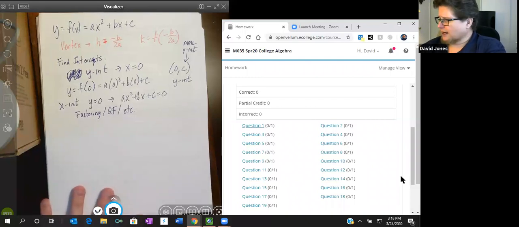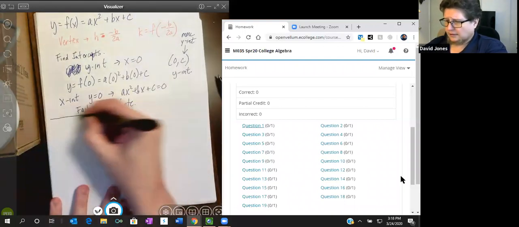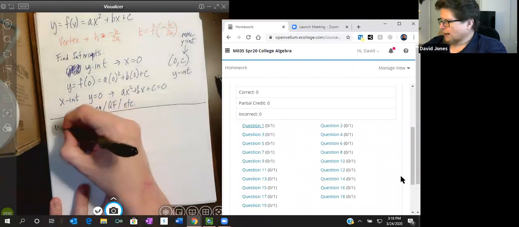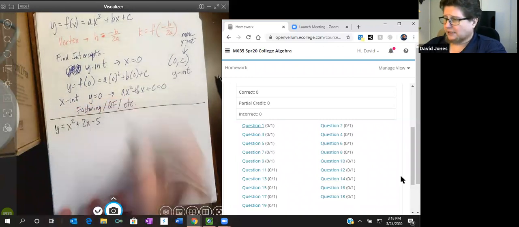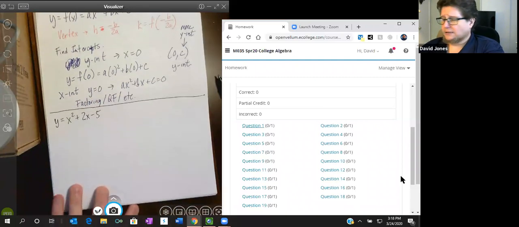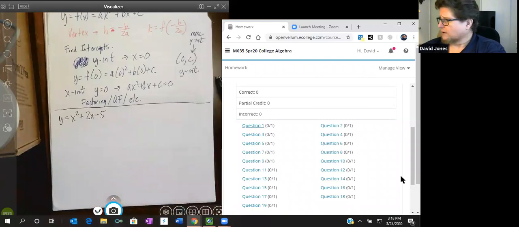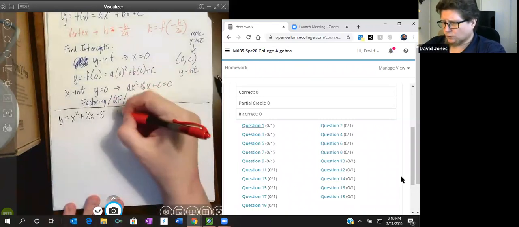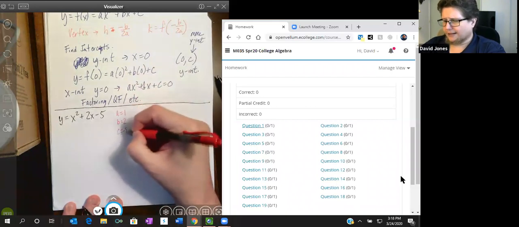So let's start off with one. y equals x squared plus 2x minus 5. Okay, that's what we're going to start with. So a equals 1, b equals 2, c equals negative 5.